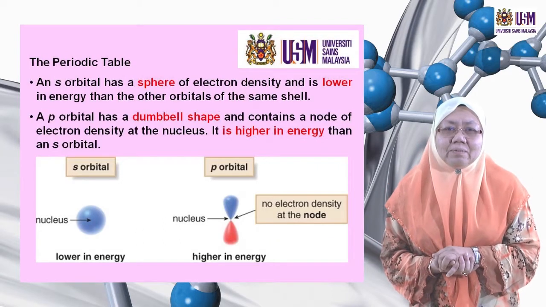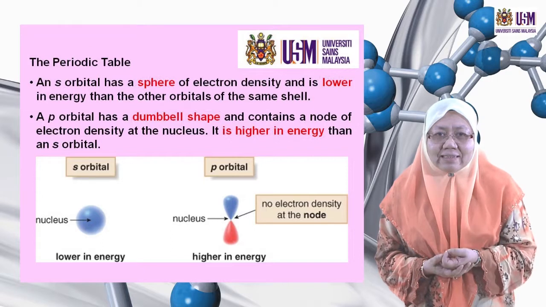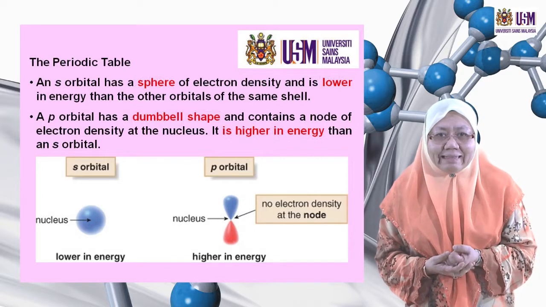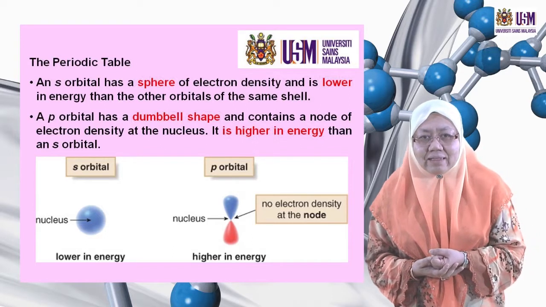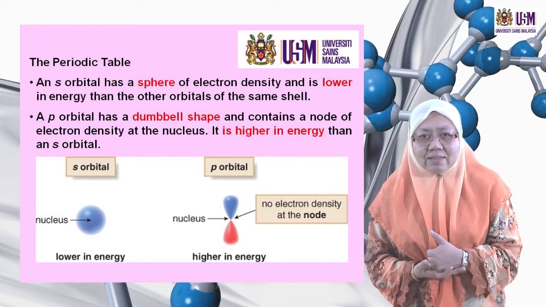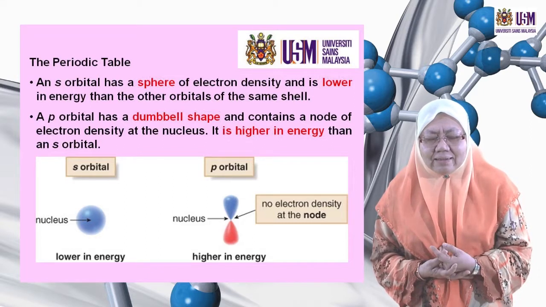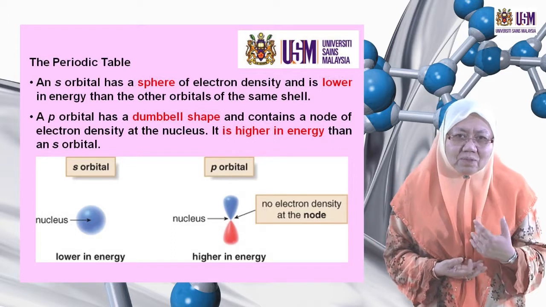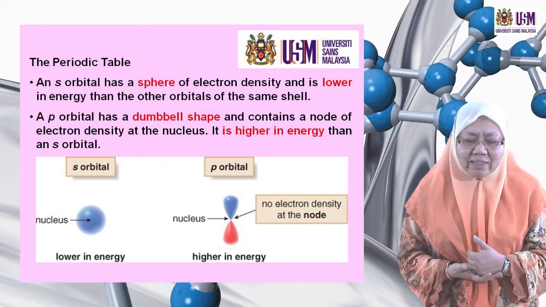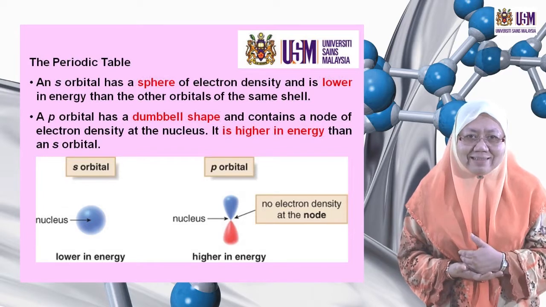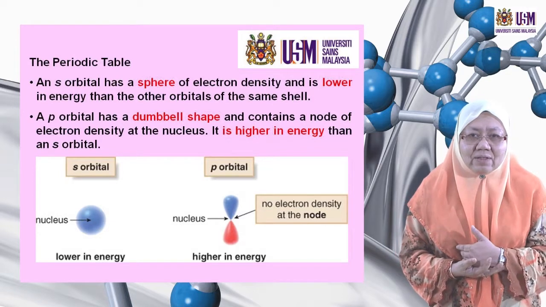Looking again at the periodic table, we can see some elements have the s orbital as the outermost shell, as in group 1A. In group 1A, the first element, hydrogen, has its electron in the first shell, that is the 1s. For the second element, lithium, the outermost shell is 2s, and for the third element, sodium, the outermost shell is 3s.